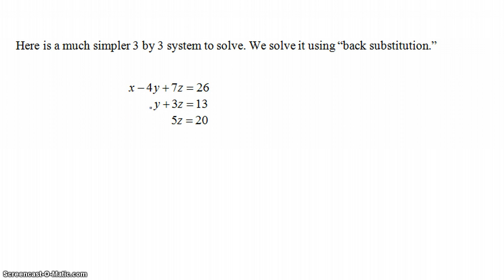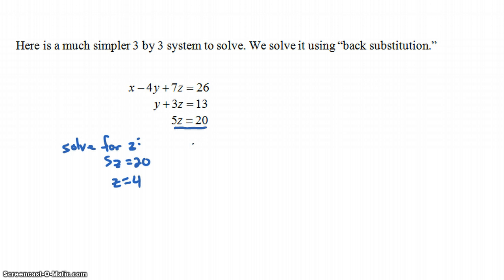So how could we find the x, y, and z that make this work? Well, this is much simpler. In fact, we can just look at this third equation here. We have 5z is equal to 20, so we can first solve for z. What we get is 5z is equal to 20, so z is equal to 4.